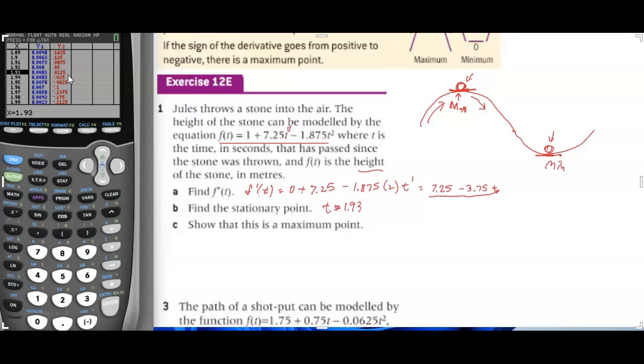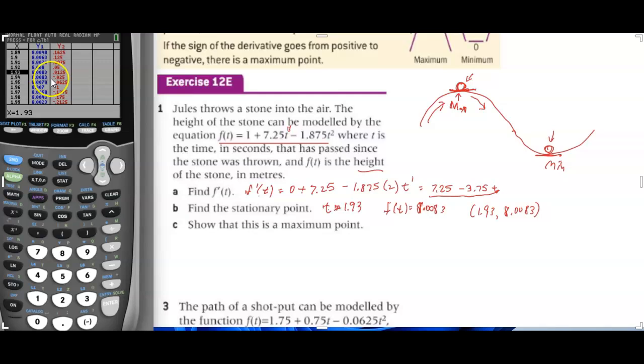That's where our stationary point is. If we want to know what the y value is at that point, I'm not sure if they want to know, it would be 8.0083. So if I was to say the stationary point, I could give it as 1.93 comma 8.0083 or 8.01. Okay, show that this is a maximum point.